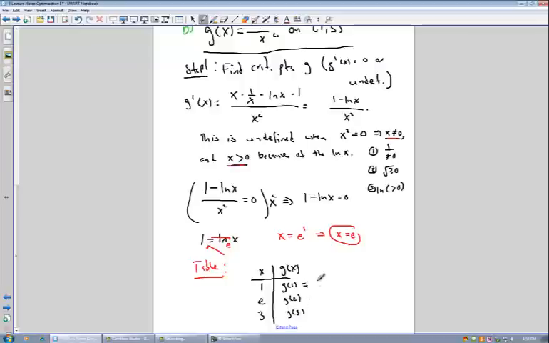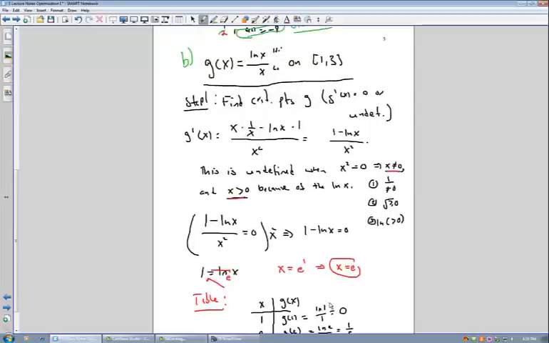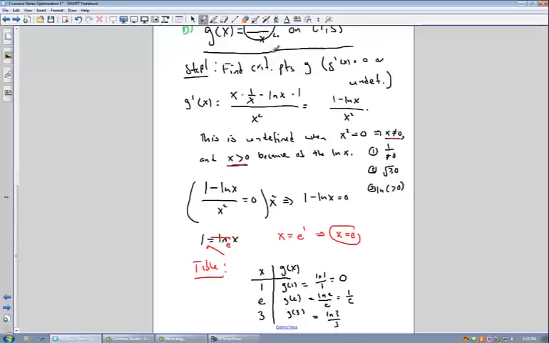And g of 1 is equal to ln of 1 divided by 1, which is equal to 0 over 1, so 0. And then this one is ln of e divided by e, which equals 1 over e. And then g of 3, that would be ln of 3 divided by 3. So now remember, I'm plugging into the original function right here to find these answers.